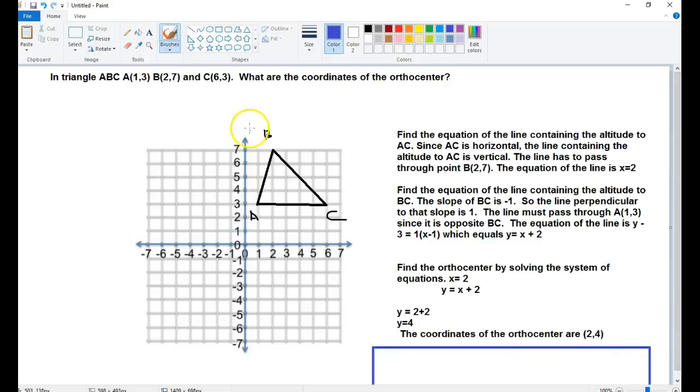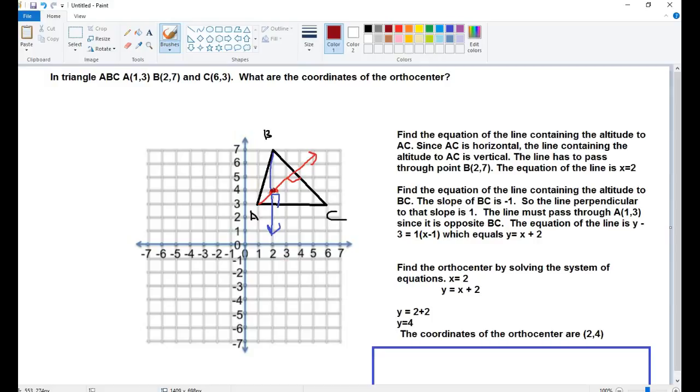I could have also done this line here, and notice that my right angle is there, and done this line here to make sure my right angle is there. And my orthocenter would be the point where these two are crossing, which is right here, (2, 4).